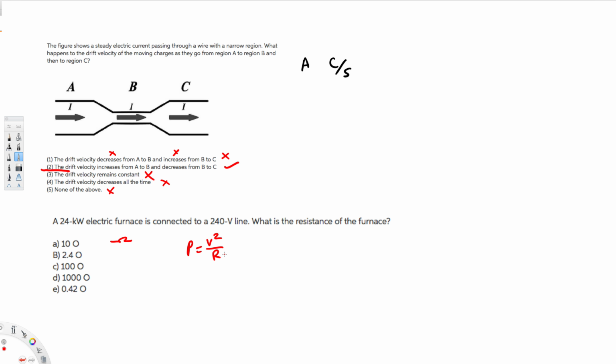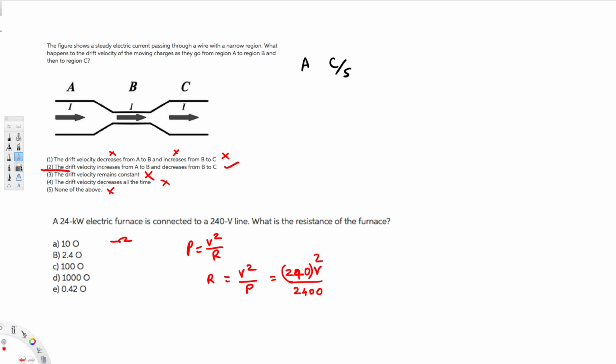Here they are asking for the resistance, so we have to find R. R is going to be equal to V squared over P. We know that voltage is 240 volts, and power is 24 kilowatts. But we have to convert this into watts, so we have to multiply this by 1000. So that's going to be 24,000, right? Actually, this is 240 squared.